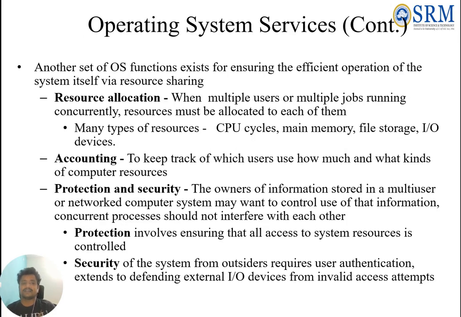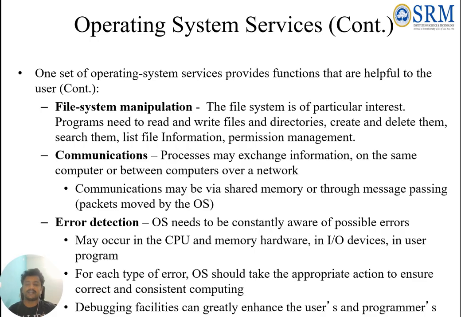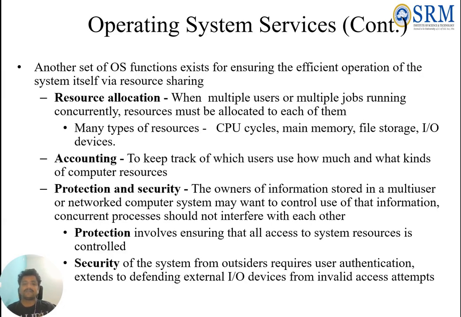Besides the services we have discussed before, file system manipulation, communication, and error detection, we have three other services provided by the OS. The first is resource allocation. Resource allocation is needed whenever multiple users or multiple jobs run concurrently: the resources have to be allotted one after another without any overlap in allocation. During multiple resource allocation, certain metrics and performance have to be considered, which are CPU cycles, main memory, file storage, and IO devices.